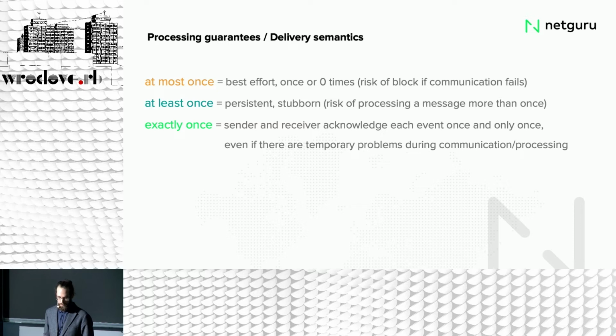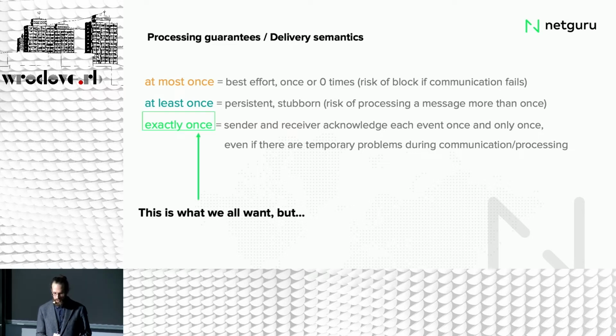The other mode of execution is at least once, and that's the other side of being paranoid. So if I don't know if something actually got finished, got executed, I will try as many times as long as needed until I'm sure about it. And here, as you may imagine, the risk is that, well, something can happen multiple times. That's also not good. And what we actually all would like to have is this exactly once.